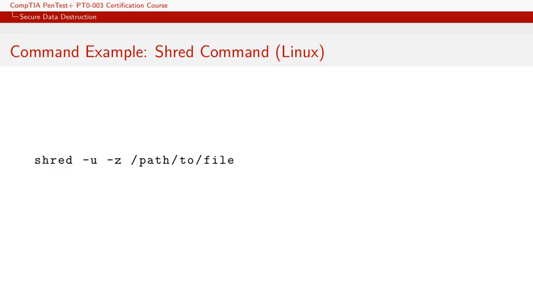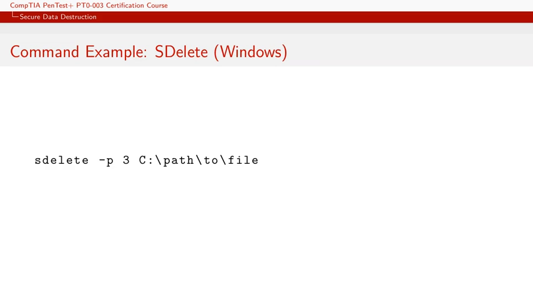Now, turning our attention to Windows operating systems, secure data destruction can be achieved using the sdelete command. SDelete is a powerful tool provided by Sysinternals that allows you to securely delete files so that they cannot be recovered. The example command here is sdelete -p 3 -c path to file. In this command, -p 3 specifies that the file should be overwritten 3 times.